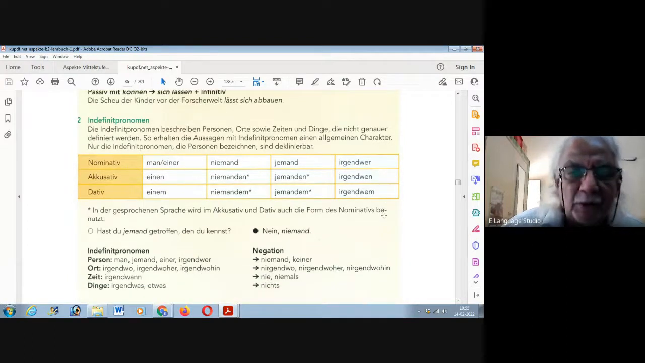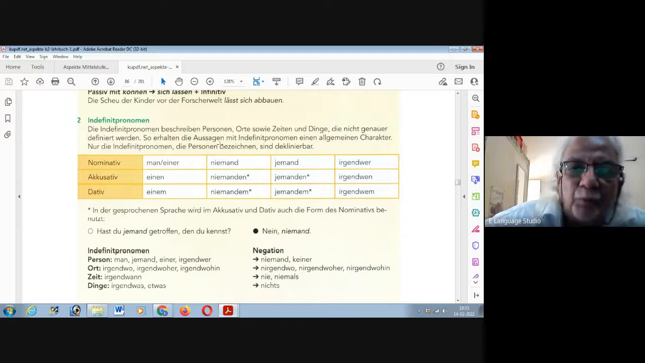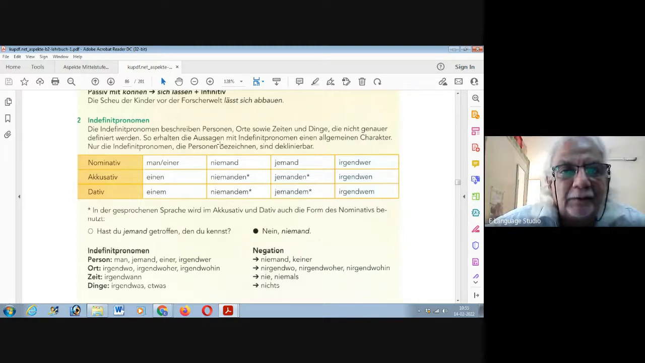So we'll have a quick look at the opposites rather than the declension. Indefinite Pronomen beschreiben Personen, Orte sowie Zeiten und Dinge, die nicht genauer definiert werden. Someone, somewhere, sometime. You don't want to be definite. Someone came yesterday. I'm going somewhere. I don't want to say where.